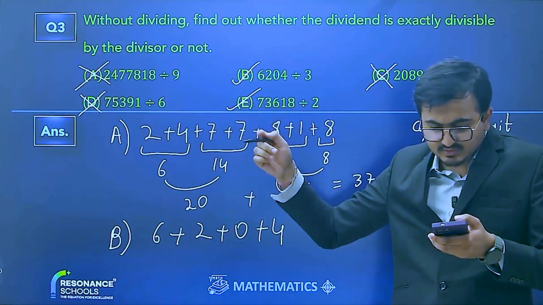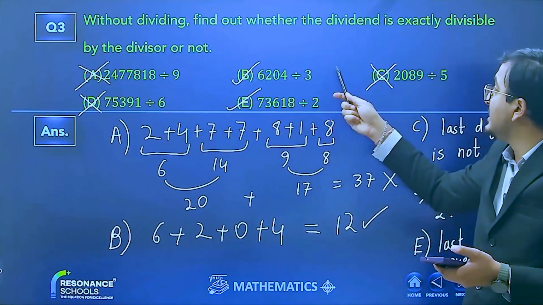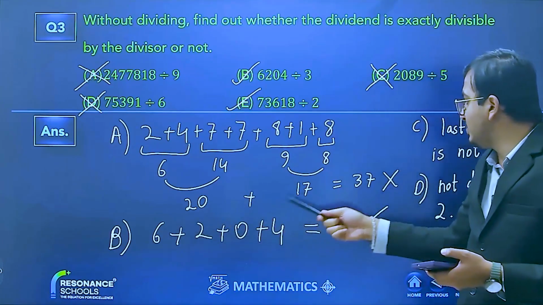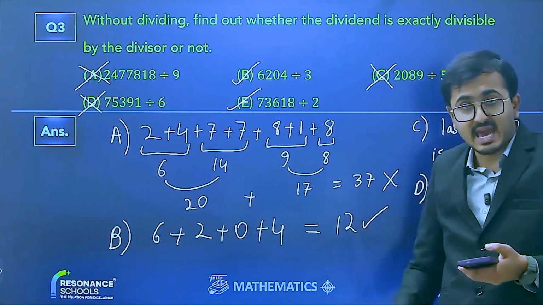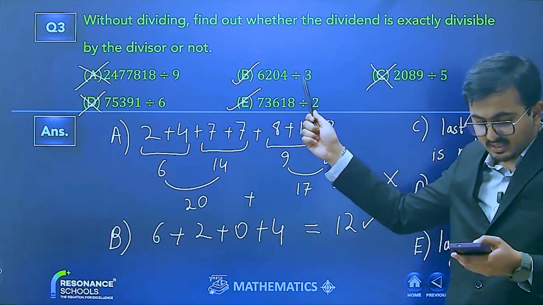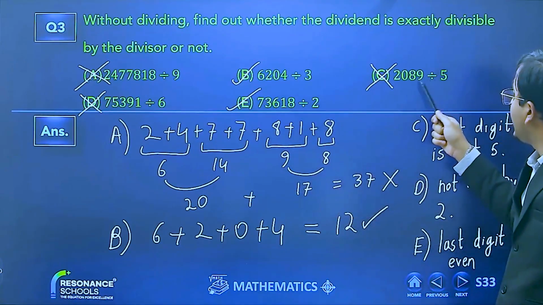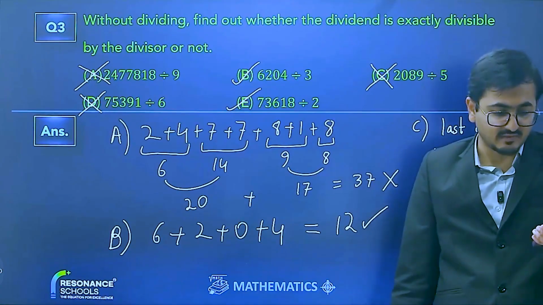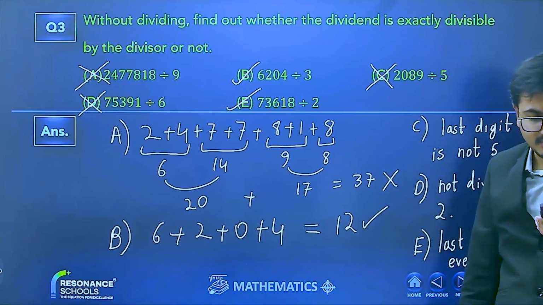Correct. We need to use divisibility rules. Okay, next one. With 3, check it. 6 plus 2 plus 0 plus 4 is 12. Is 12 divisible by 3? Yes. So it is divisible by 3. Next, 2089. Obviously, last digit is neither 0 nor 5. So it is not divisible.